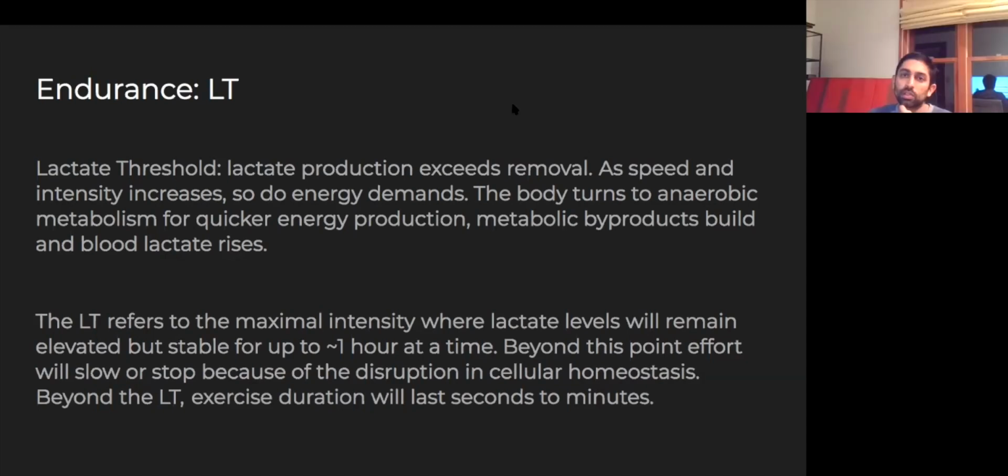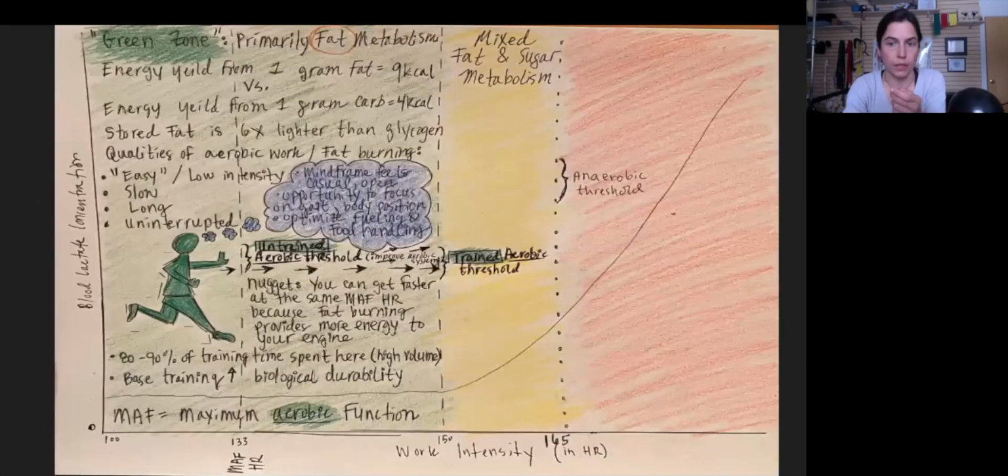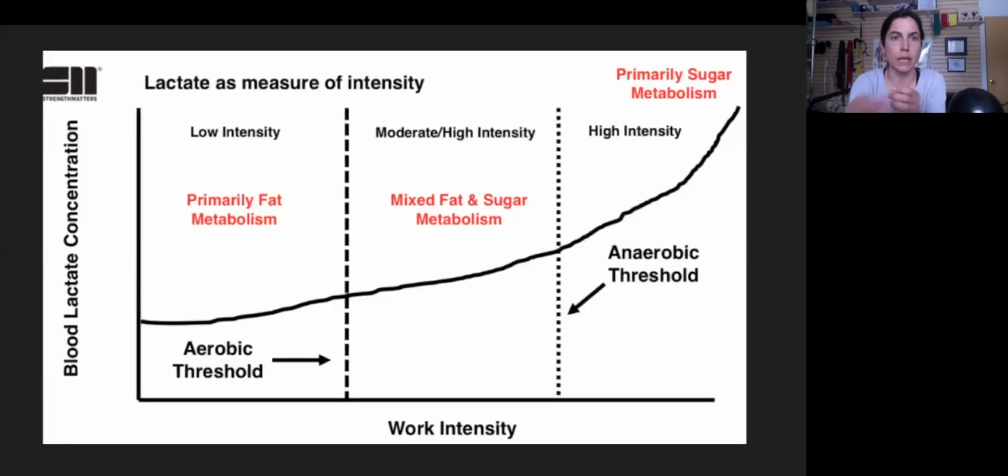Is it only one system or the other? Is it binary? No, it's not. It's a mix always. And I think the next slide will show that for you. Right here. So sub-aerobic threshold, left of that aerobic threshold vertical line that's associated with a certain work intensity, we're in primarily fat burning, but it's not exclusive.